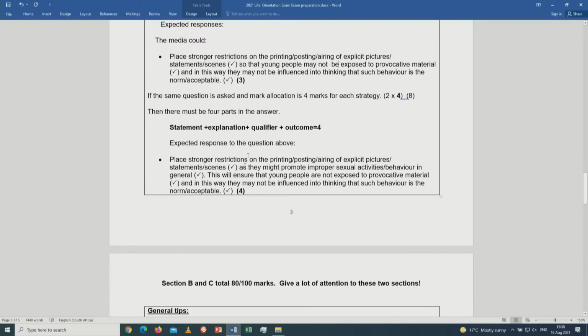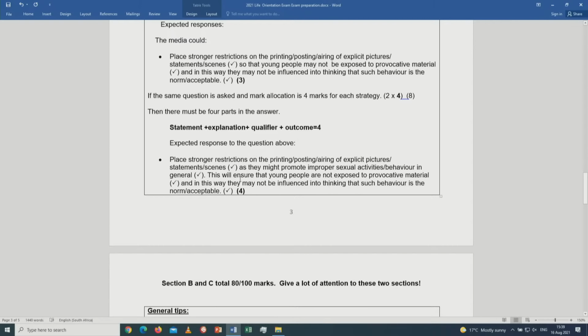Place stronger restrictions. The media could place stronger restrictions on the printing or posting or airing of explicit pictures or statements or scenes. It's a fact. Why? As they might provoke improper sexual activities or behavior in general. Can you see? That is the second mark. I explained why I'm saying that.